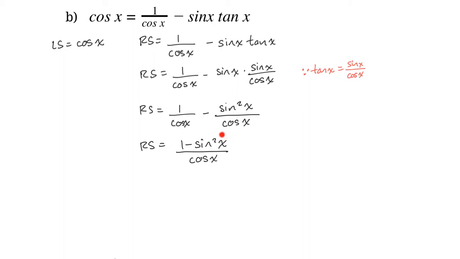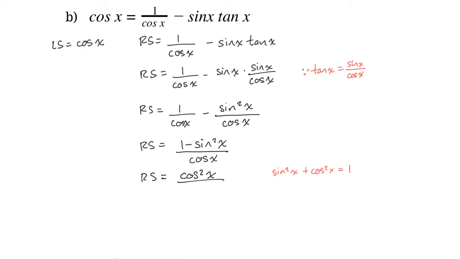Well, looking at what we have left, there's a sine squared x here. Do we know an identity that involves a sine squared x? Well, that's the Pythagorean identity. Sine squared x plus cos squared x is equal to 1. Well, is 1 minus sine squared x equal to anything? In our Pythagorean identity, if we move the sine squared x over to the other side and subtract it, 1 minus sine squared x is equal to cos squared x. So that means we can just replace 1 minus sine squared x with cos squared x.